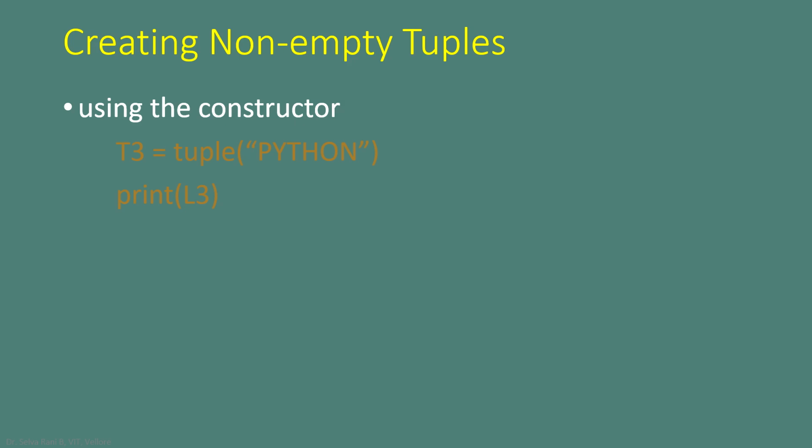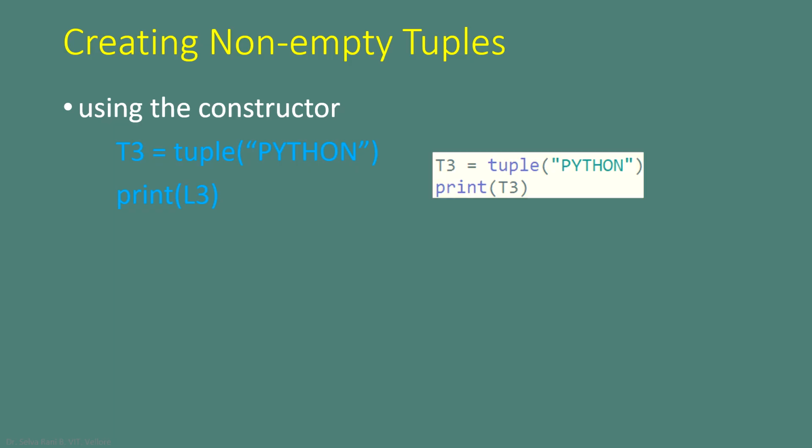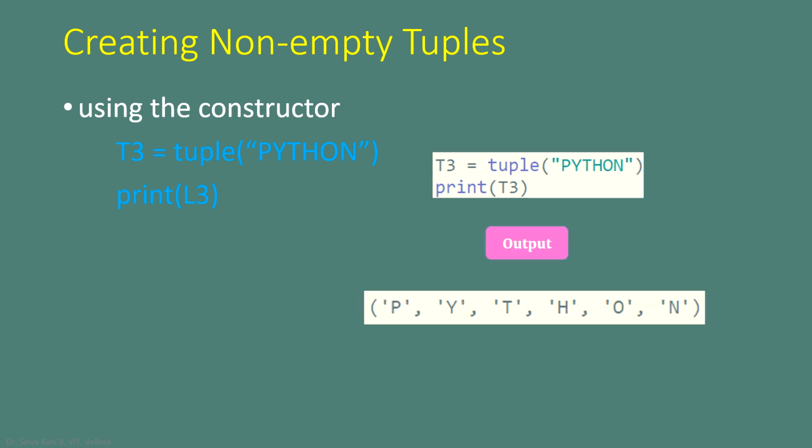Now creating non-empty tuples. Since tuples are typically defined by placing comma separated values inside the round parentheses, we can use the parentheses in order to enclose the elements in it. Here we use the constructor again in order to create a non-empty tuple. T3 is equal to tuple of the string Python. What will happen? The characters in the string Python will be unpacked and it is going to have all the characters in the same order: P, Y, T, H, O, N.